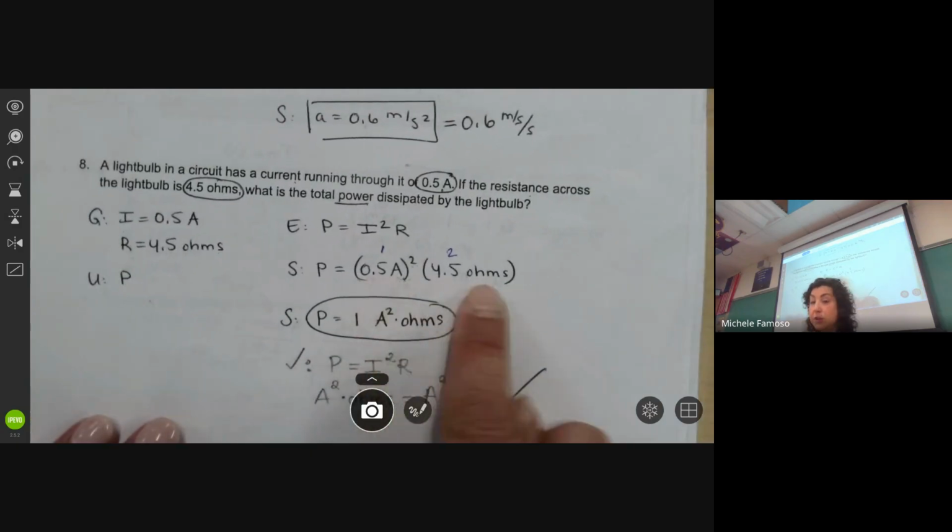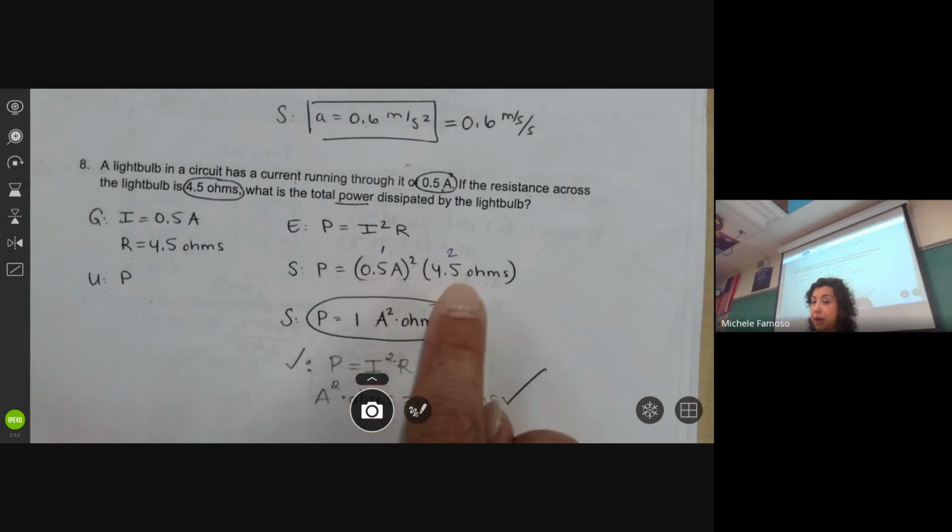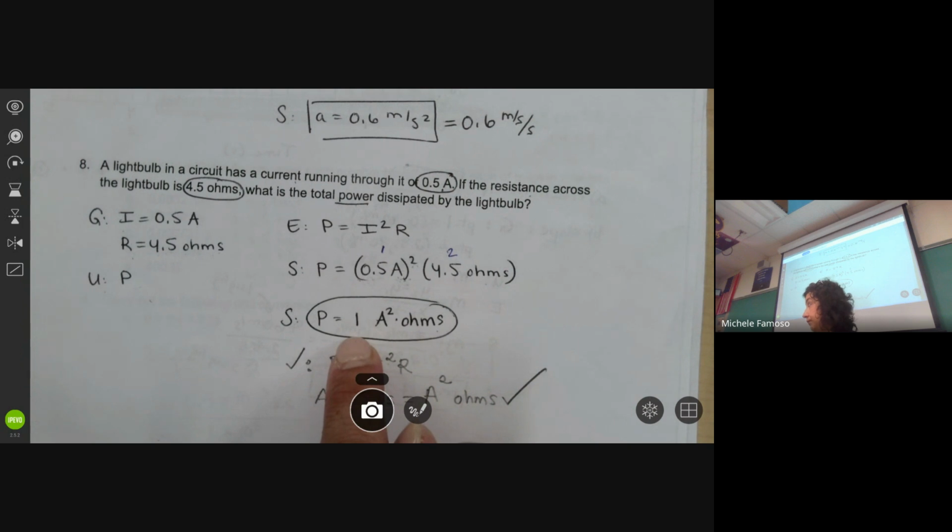Okay, this is multiplication. This has 1 sig fig. That has 2. So your final answer must be rounded to 1.